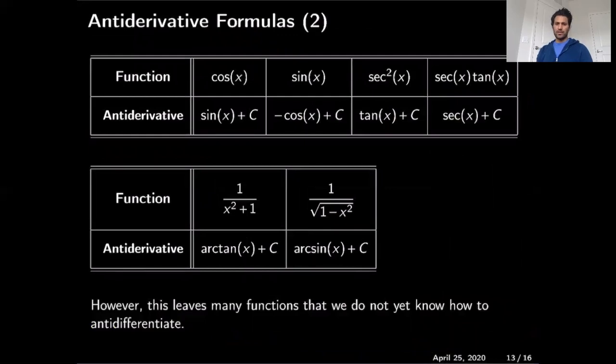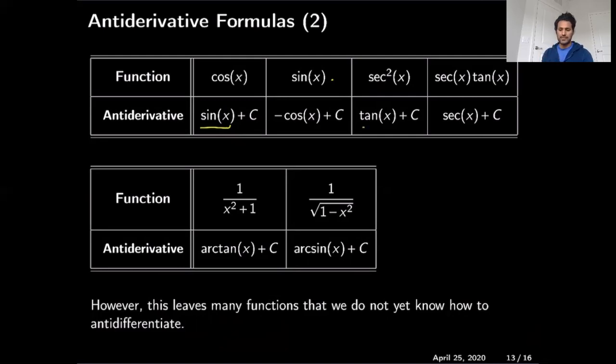Here I have some more formulas for the antiderivatives of functions whose derivatives we already know. We know that the derivative of sine x is cosine x, so the antiderivative of cosine x will be sine x. So the antiderivative of sine x will be minus cosine x, because the derivative of that function is minus sine x, so minus plus.